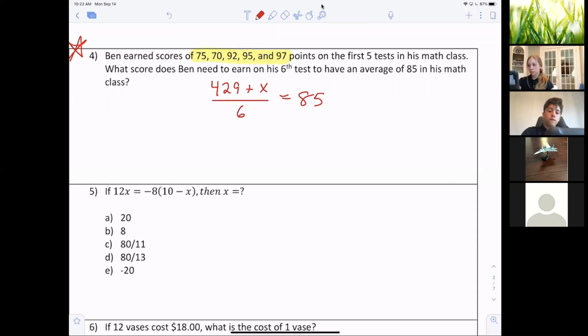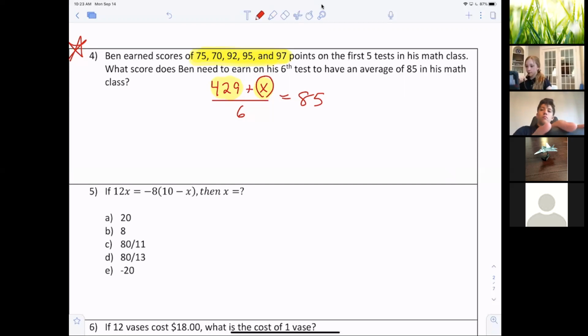So do you know how to find the average? What do you do? Add them all up and divide them? Right, but we're missing one, right? We're missing this guy, so I can't add them all up yet. But I do know that 75 plus 70 plus 92 plus 95 plus 97 is the 429, right? I have one more test to go. That's what this is. Then I'm going to divide that total by 6. And the average is going to be 85.